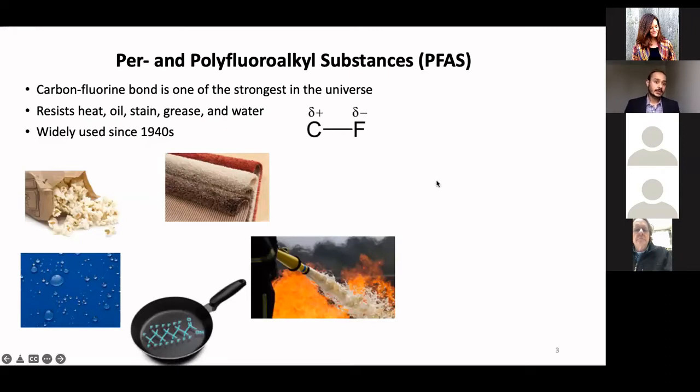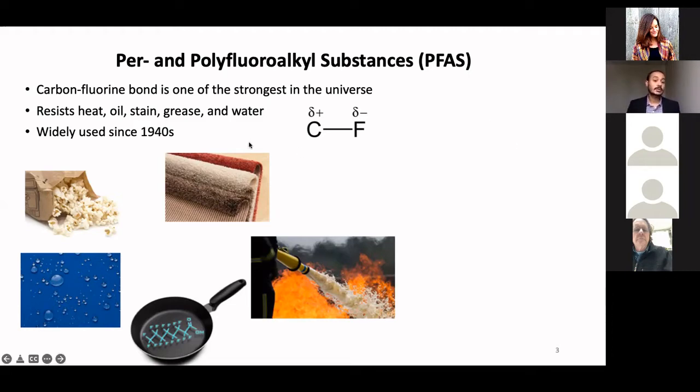So what are PFAS? Per and polyfluoroalkyl substances are man-made chemicals that contain multiple carbon-fluorine bonds in its chemical structure. Carbon-fluorine bond is one of the strongest in the universe. And as a result of these multiple carbon-fluorine bonds, these chemicals feature extreme stability and resistance to reactions. As a result, they can resist heat, oil, stain, grease, and even water. And they've been widely used since the 1940s in various commercial and industrial applications.